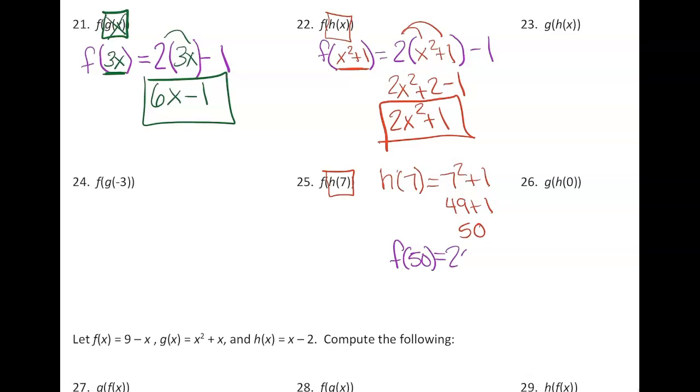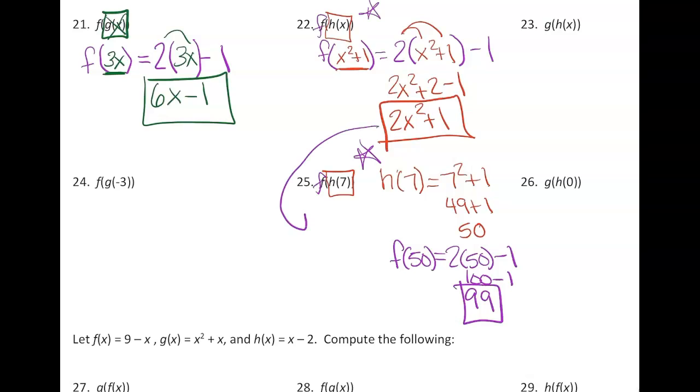This gives me 2 times 50 minus 1. 2 times 50 is 100. Minus 1 gives me 99. Okay. Option 2 is, do you see how this was a red box on the inside and a red box on the inside? A purple box on the outside, a purple box on the outside. So I can use this equation that I got and try it out.